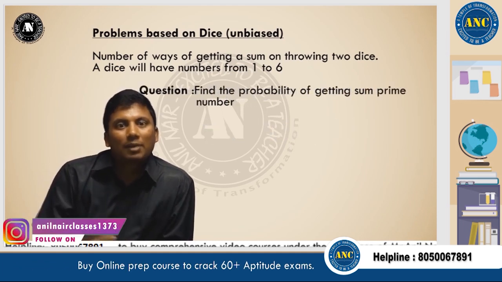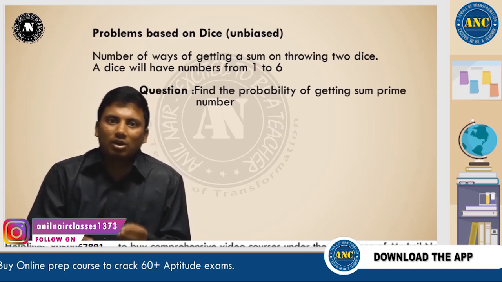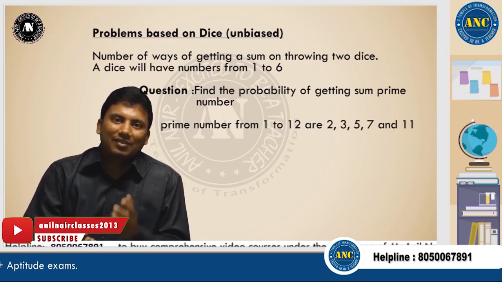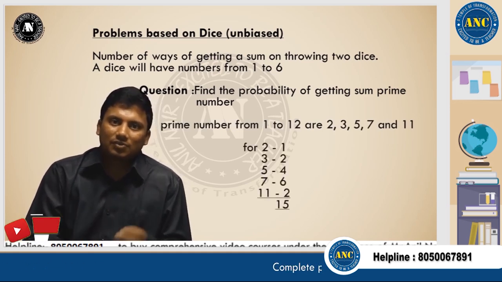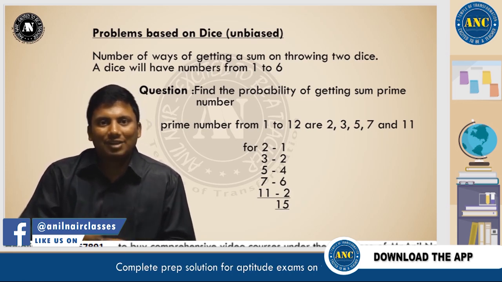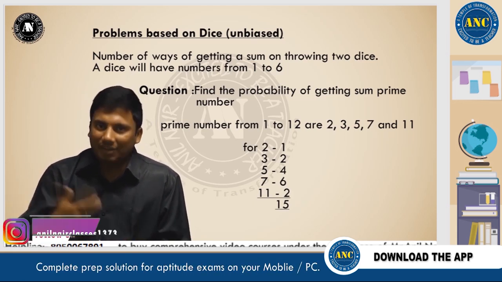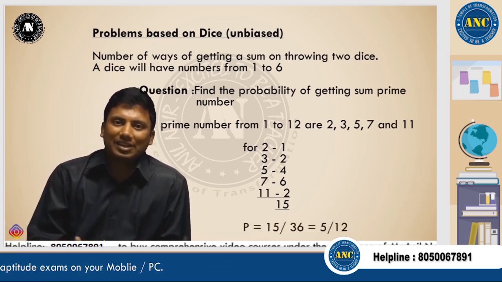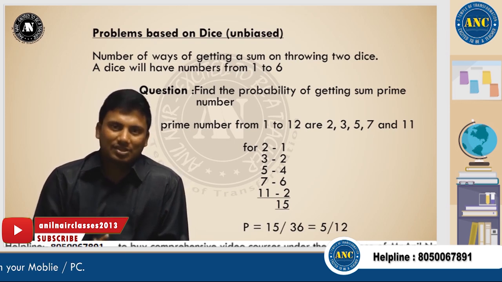Last problem. Probability of getting some prime number. So pick out all the prime numbers: 2, 3, 5, 7, 11. If you pick out the number of cases, for 2 it will be 1, for 3 it will be 2, for 5 it will be 4, for 7 it will be 6, for 11 it will be 2. If I add it, I will get 15. 15 by 36. 5 by 12 is the answer.